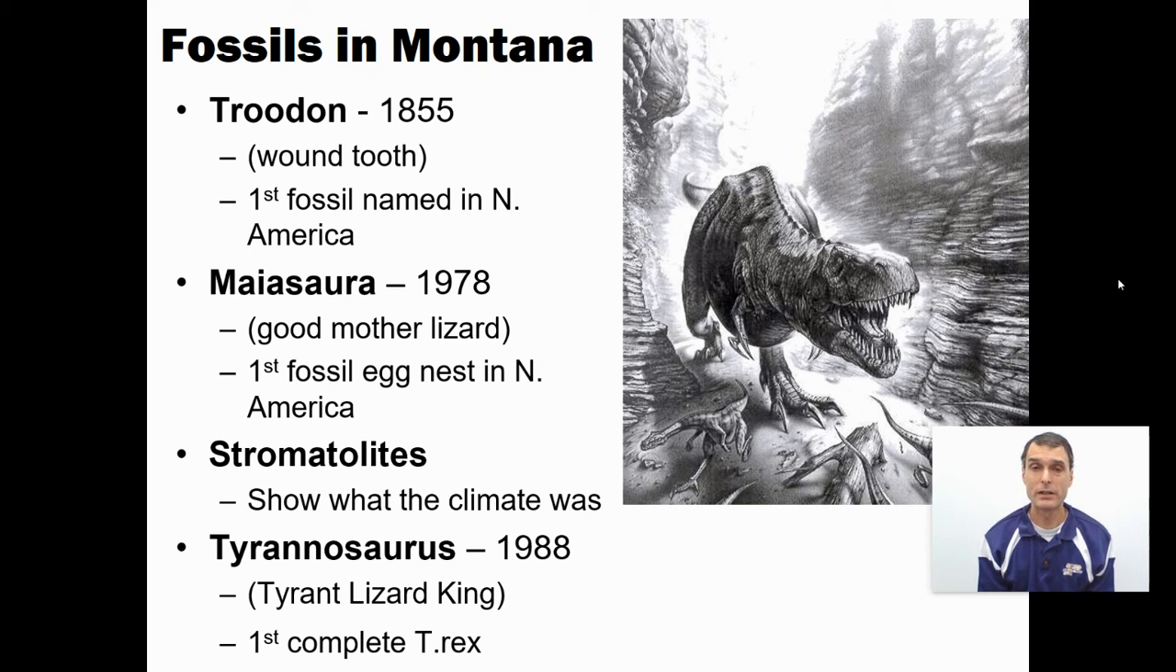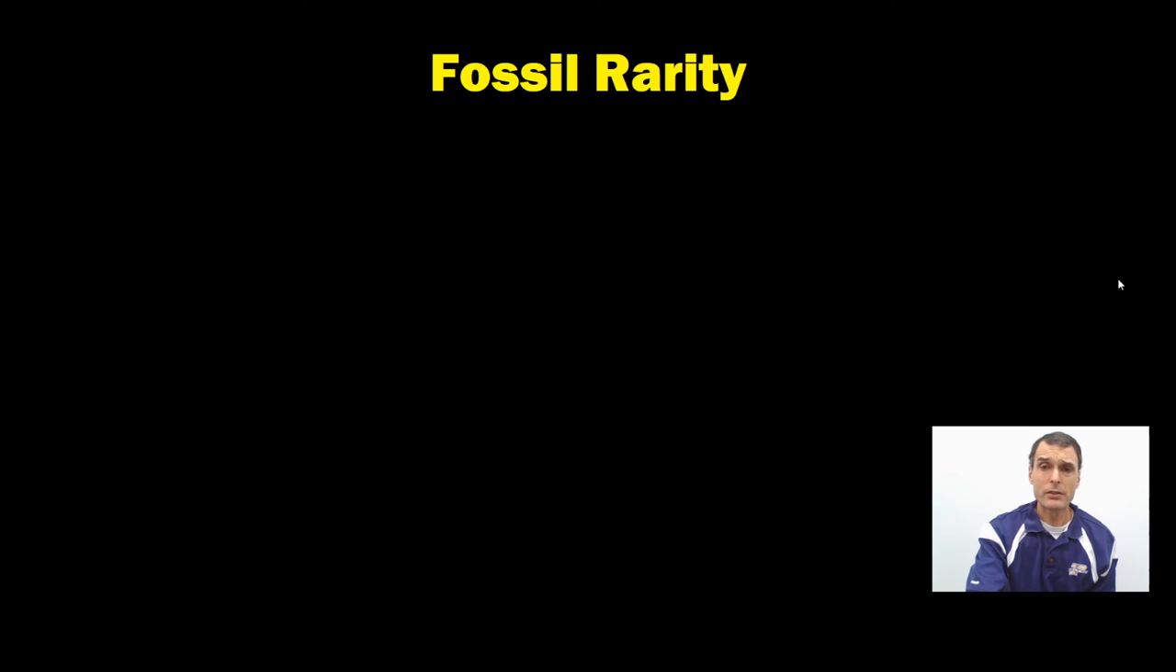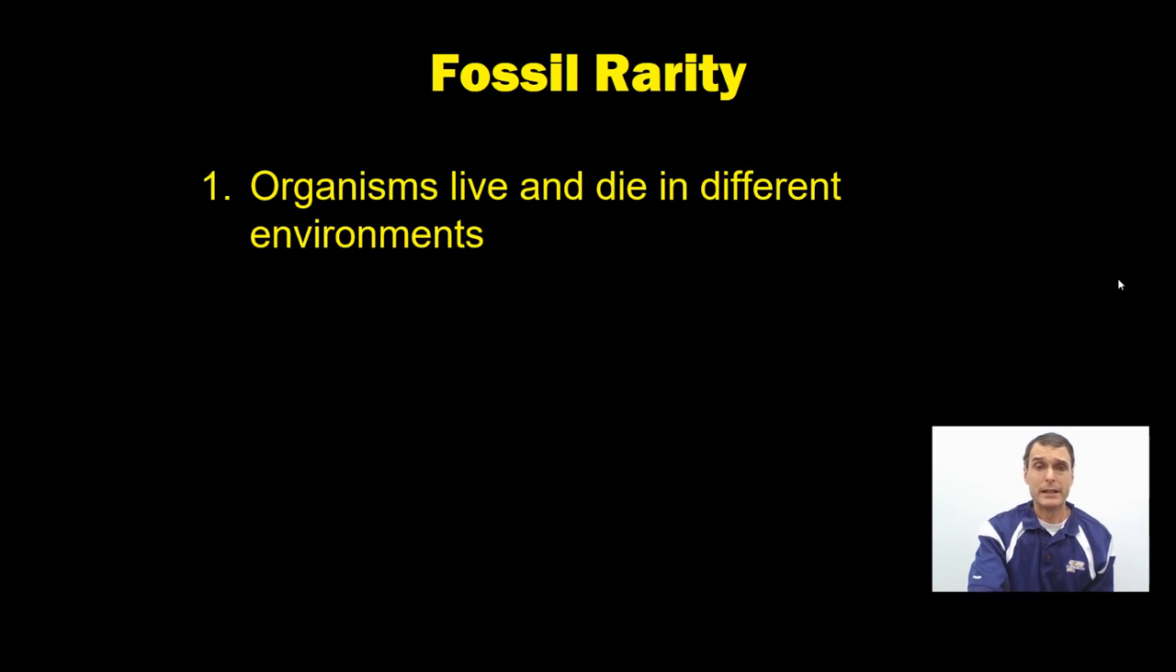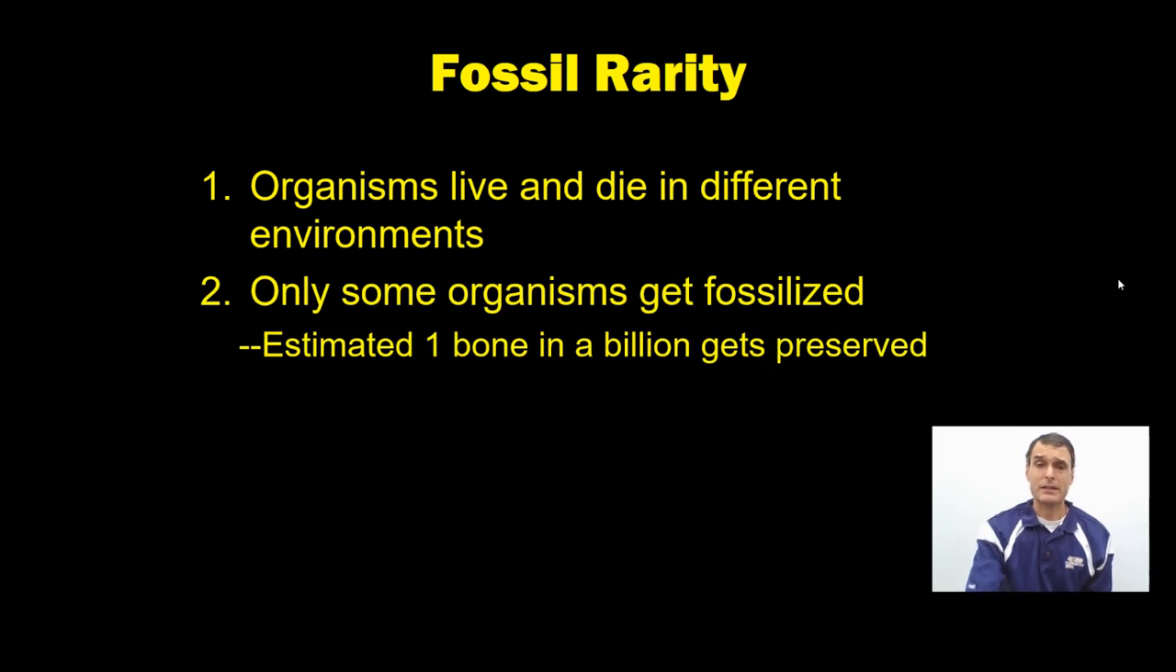Most of the Triceratops, most of the Ankylosaurus, that's the one with the club tail, have been found in Montana, and lots of other ones because it was such good habitat. So fossils actually are pretty darn rare. We don't find them very often because organisms live and die in different environments, and it doesn't always lead to fossilization. It's estimated that 1 out of every billion bones becomes a fossil.